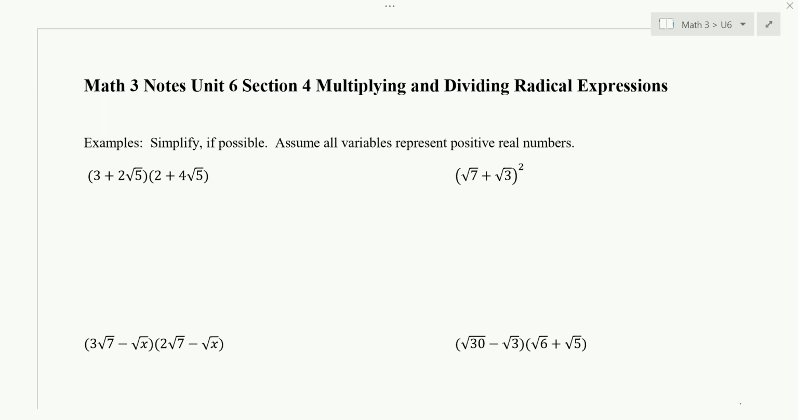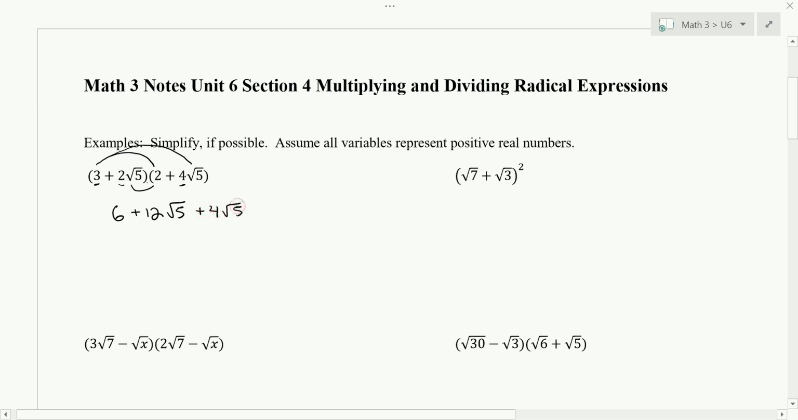So the first example here, we're asked to simplify, and we're going to do that by distributing. So 3 times 2 is 6. 3 times 4 root 5. When you multiply those two, you're only going to multiply the 3 with the 4, and you get 12, and you leave the root 5 alone. And then 2 root 5 times 2, you're only going to multiply the 2 with the 2, you get 4 root 5. And then the last part here, when you go 2 root 5 times 4 root 5, you're going to multiply the 2 with the 4. The parts that are outside the square root, you get 8.